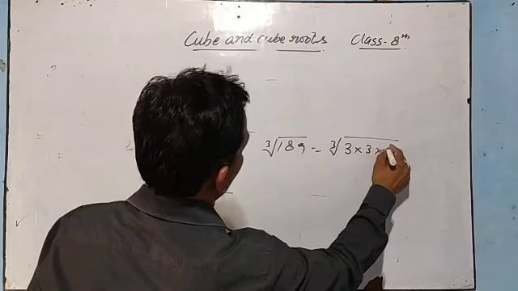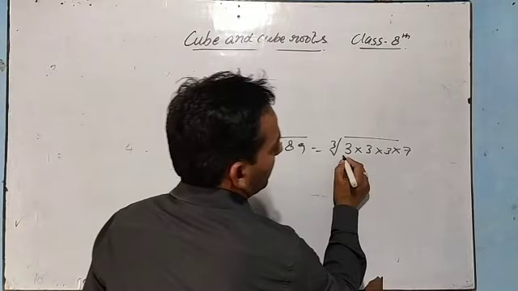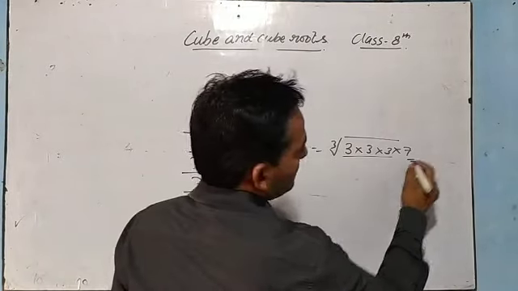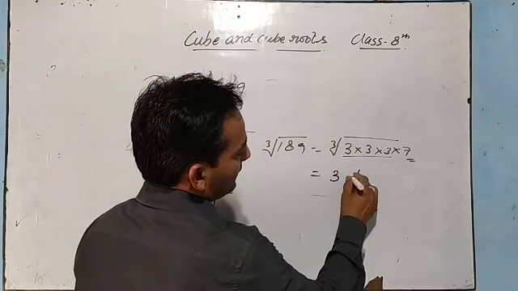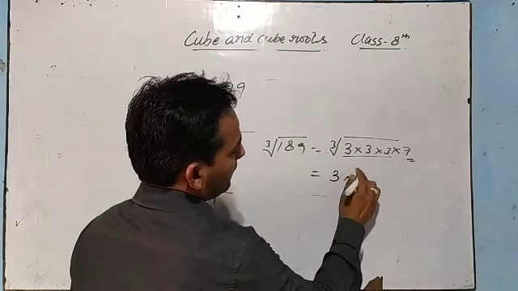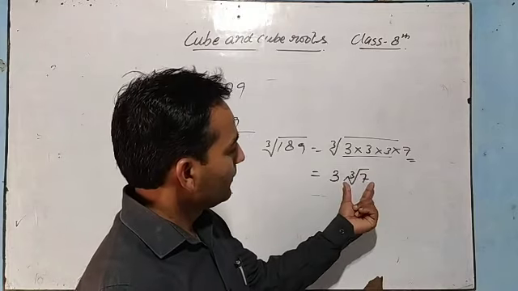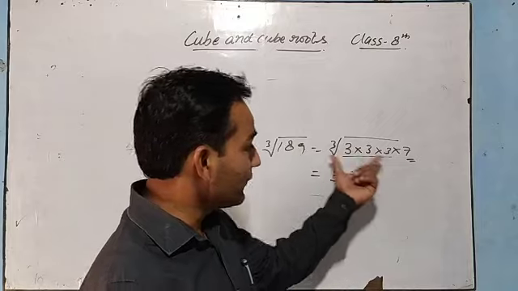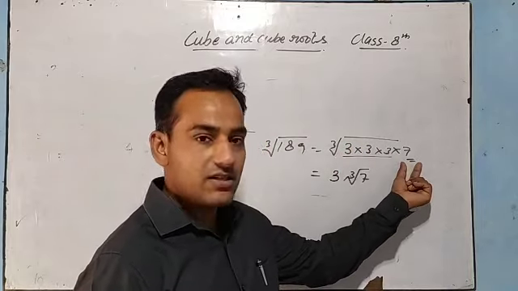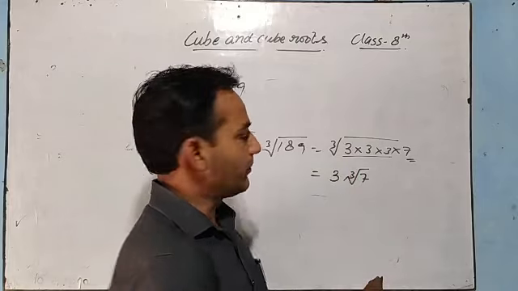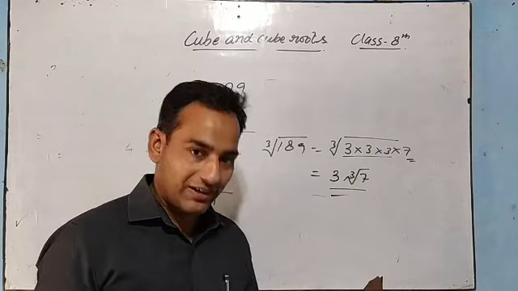So now 189 is 3 multiplied by 3 multiplied by 3 multiplied by 7. See, this is not a perfect cube because we are getting the triplet of 3, but 7 is alone. So only 3 will come out and this 7 will be under this cube root sign. This 7 will not come out, because for it to come out it would need to be in a triplet like the 3s. The 7 is alone. So this 7 will not come out. This is the required cube root. So we can say 189 is not a perfect cube.